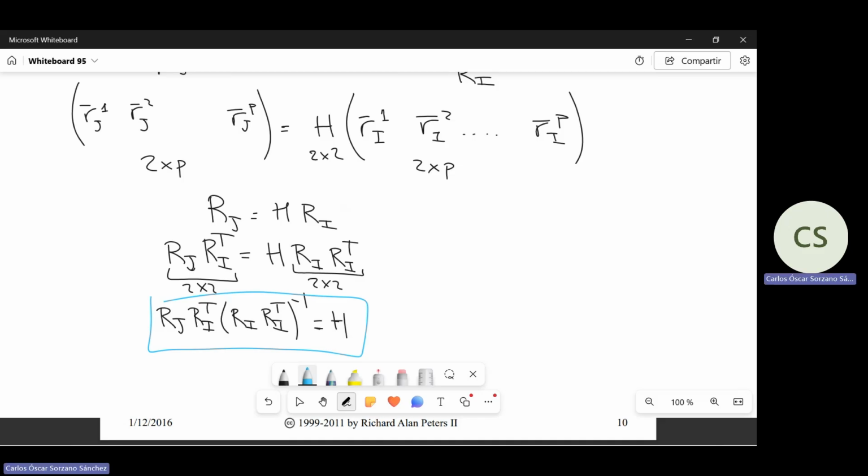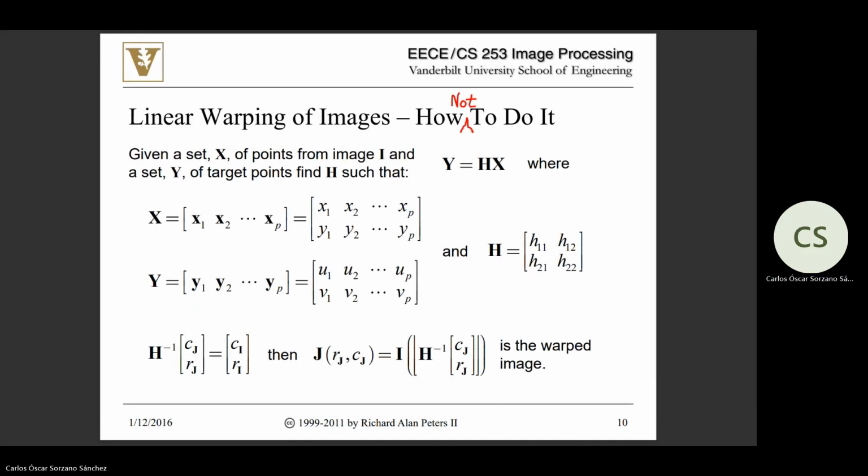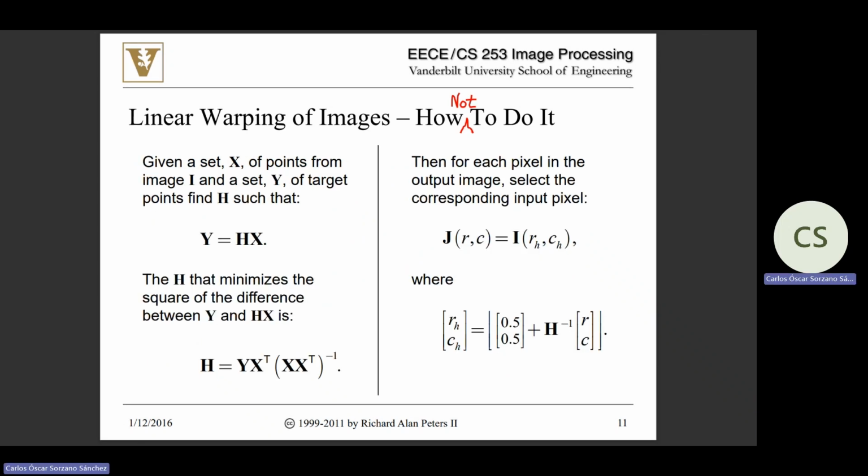Okay, so this is what they are doing here. So H minus 1 multiplies coordinates in the j space, and that will give you the coordinate in the i image, and then you interpolate the i image at that location. Very good. So it is the same equation I wrote. I prefer my notation. I think it's more clear. But here it says how not to do it.